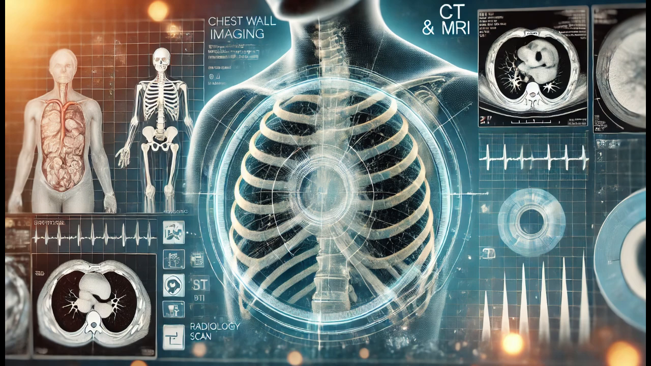Exactly. Let's say we're looking at a CT scan and see a tumor in the chest wall. Certain features can give us clues about its nature. For example, a benign tumor might have smooth, well-defined borders, while a malignant tumor might have irregular or poorly defined borders, suggesting it's growing aggressively into the surrounding tissues.